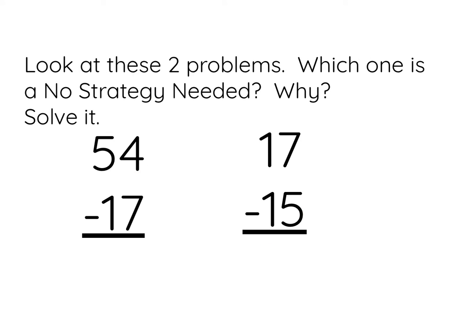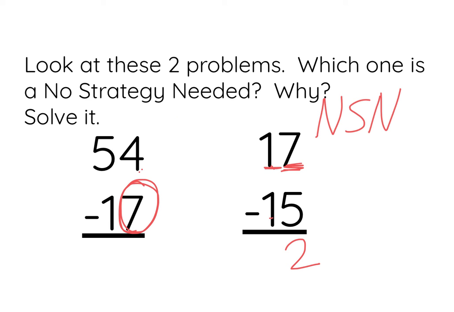Look at these two problems. Again, which one can we easily solve with a no strategy needed? Solve it on your whiteboard. Super. 17 minus 15 is 2. That is definitely a no strategy needed. Notice my bigger digit, actually it's the same digit, but if I can subtract the same digit, it's 0, is on top. My 7 is larger than my 4, so I have a problem. I would need to use a strategy.